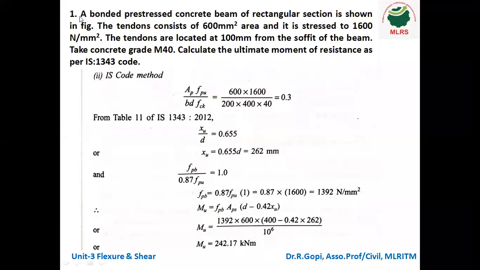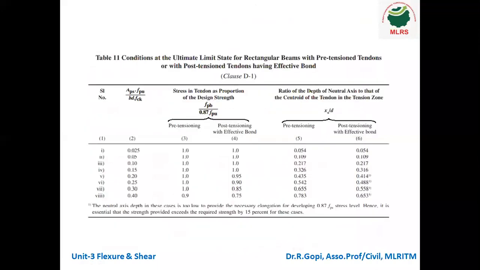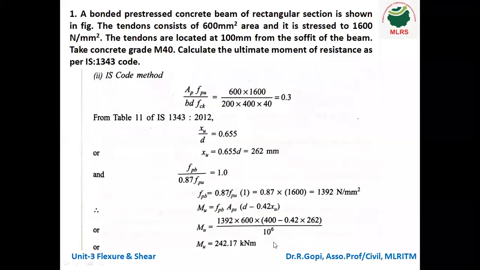So I'll read the question. A bonded pre-stressed concrete beam of rectangular section is shown in the figure. Okay, the tendons consist of 600 mm square area and are stressed to 1600 Newton per mm square. The tendons are located at 100 mm from the soffit of the beam. Take the concrete grade M40. Calculate the ultimate moment of resistance as per the IS 1343 code. Okay. So here I forgot to give the diagram. Okay, no problem. We can draw.